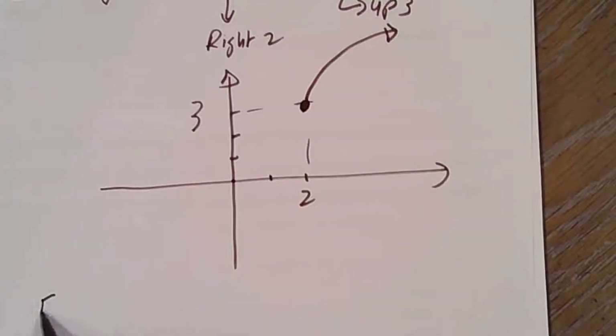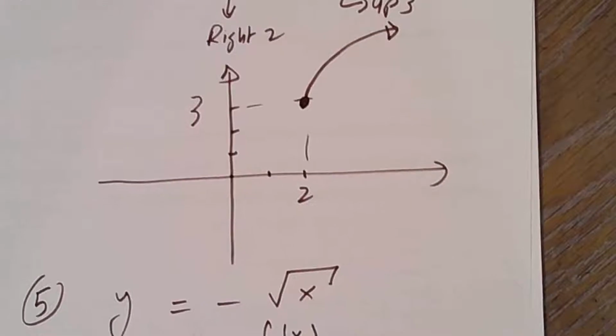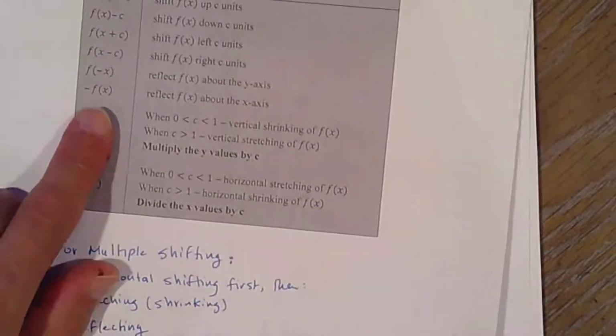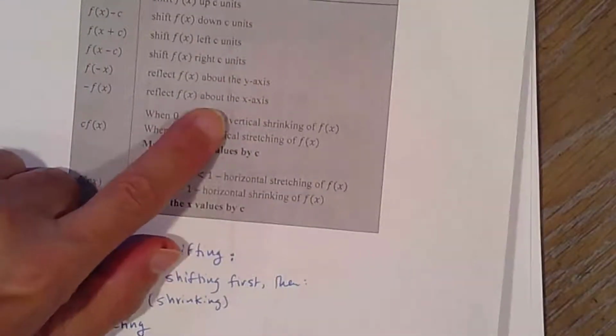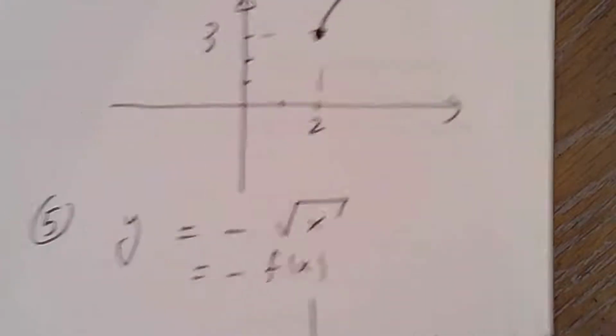Number 5, we have y equals negative root x. That's like negative f of x, right? You have negative f of x. You reflect f of x about the x-axis. So I'm going to do the basic graph.